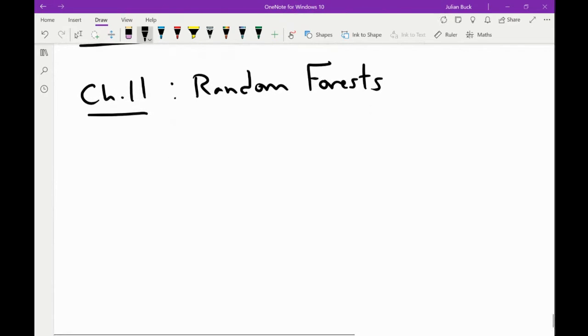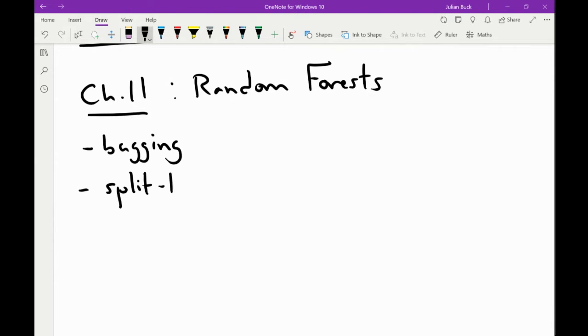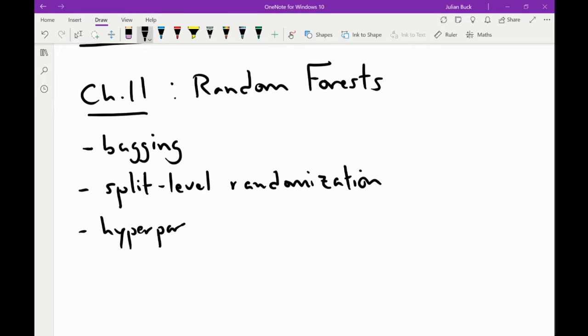Okay, so what do we want to remember for random forests? The general idea of bagging, since that's the process that we're using for the resampling, and then the split level randomization, which is what we introduced that made this different than just the bagging algorithm we discussed previously. The hyperparameters, which we discussed how to tune.